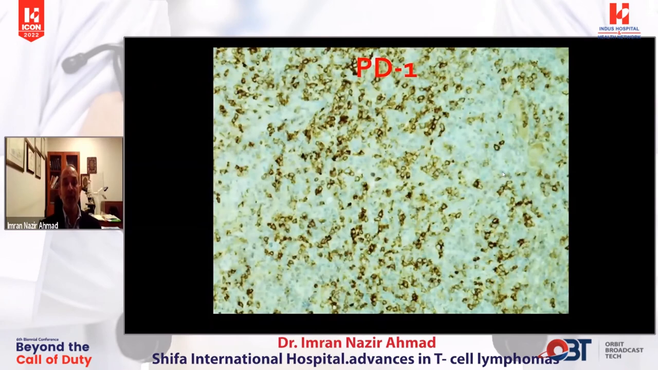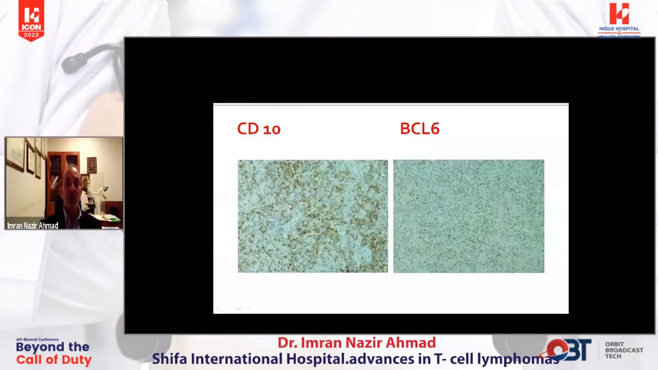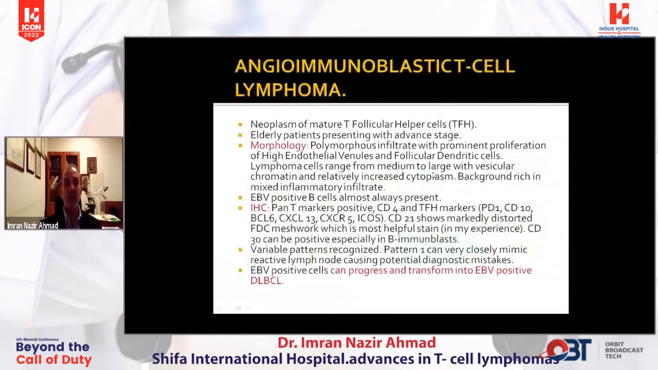And then we definitely would confirm with specific follicular helper markers. In our case, it was strongly positive for PD-1. CD10 was also positive, BCL6 was also positive. So this was diagnosed as angioimmunoblastic T-cell lymphoma, which is a neoplasm of follicular helper cells.